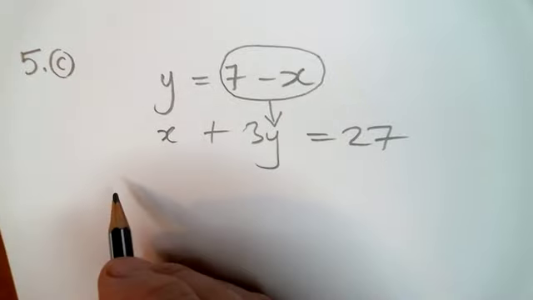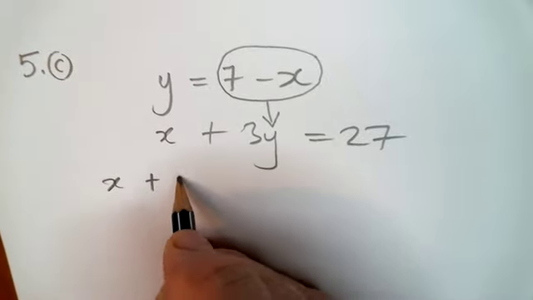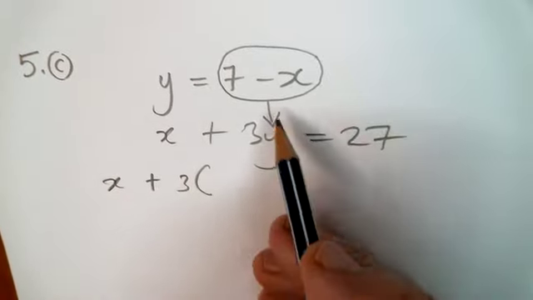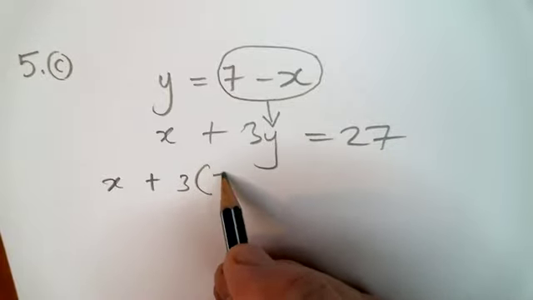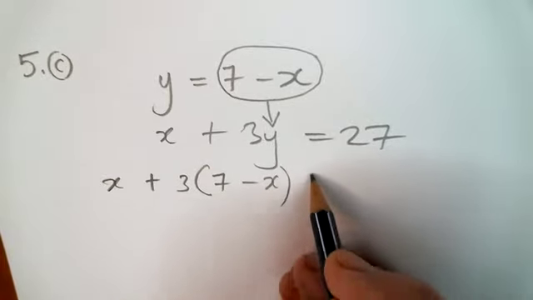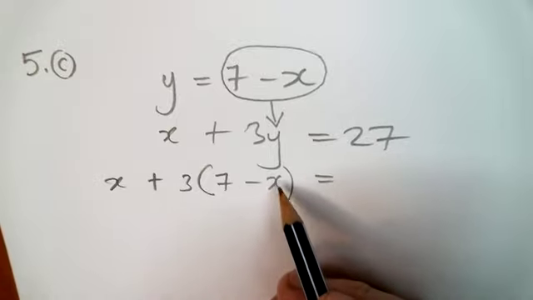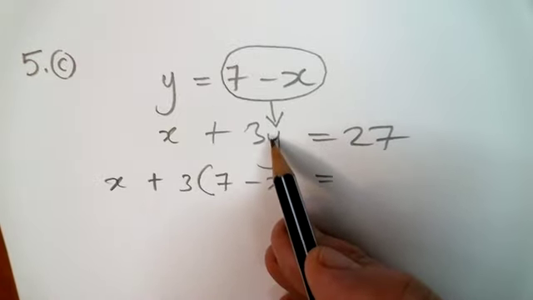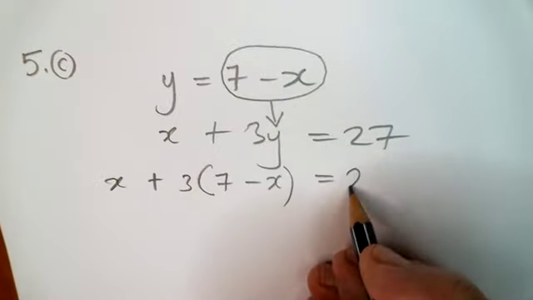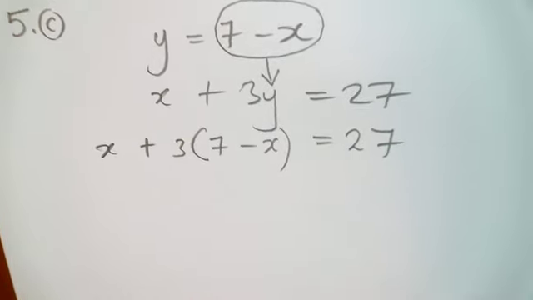So let's do that. So I've got x plus 3 times, instead of writing a y here, I'm just going to write 7 minus x. 7 minus x. And we put it in brackets because the brackets mean it's one thing. y is one thing, 7 minus x is one thing, and the whole thing is equal to 27.